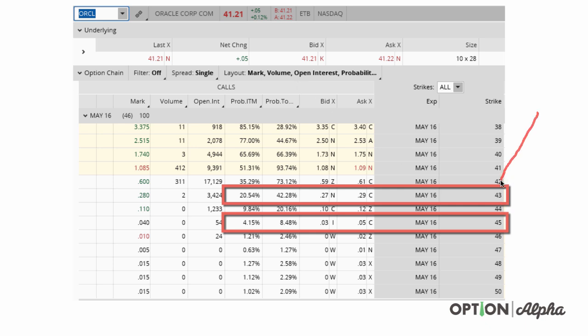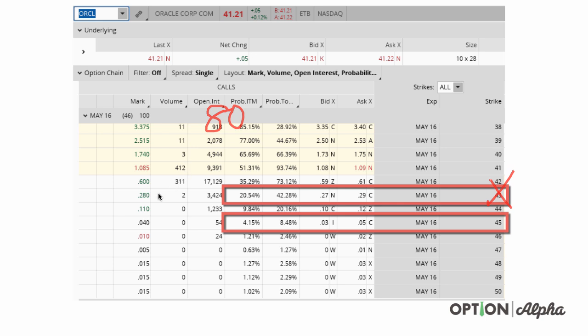Basically, what we're saying here is that the 43 call options for Oracle in May have a 20%, just rounded down, chance of being in the money at expiration. What this means is that there's a 20% chance that Oracle trades from where it is now at 41.21 all the way up to and above 43 between now and expiration, and stays above that 43 level by expiration, which is 46 days away. So if there's a 20% chance that Oracle ends above 43, then that also means that there's approximately an 80% chance that Oracle does not get up to the 43 strike between now and expiration.